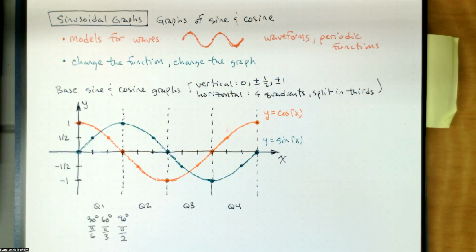Cosine of x starts at the top. That's the way we're going to think about it. Cosine of x starts at the top. Sine of x starts at the middle and goes up.